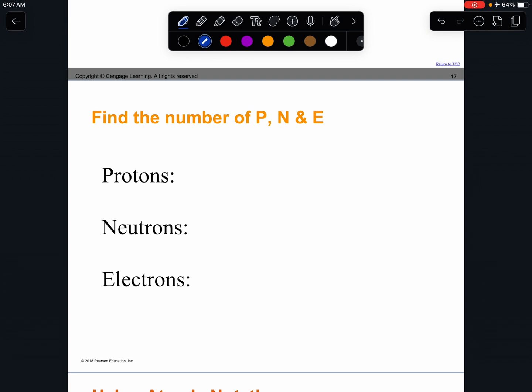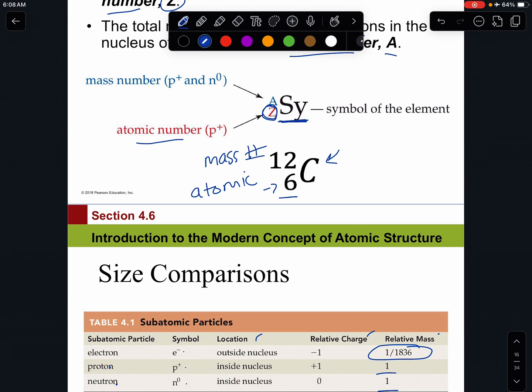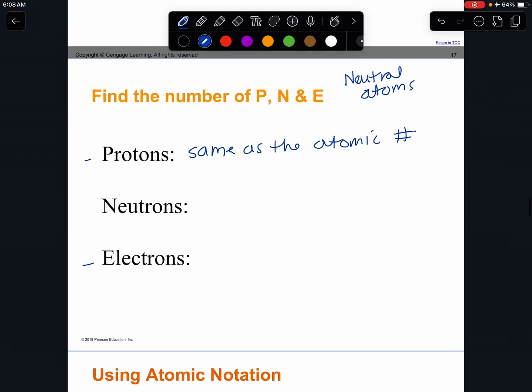Now, how do we find the number of protons, neutrons, and electrons in an atom? I want to preface that this is going to be a neutral atom. We will not be using neutral atoms all the time. So the term neutral obviously means there is no overall net charge. Therefore, in a neutral atom, protons and electrons are going to be the same value. So to find the number of protons, it is the same as the atomic number. And remember, I told you, if you are given an atomic symbol, the atomic number is the one on the bottom, okay? So the same as the atomic number.